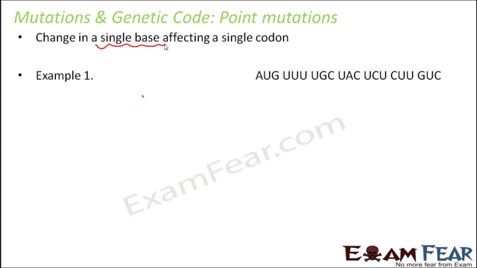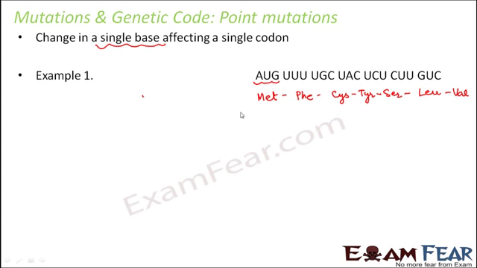Let us take this example. Here you see this is the nucleotide sequence. Now if we want to know the amino acid sequence, what will it be? AUG is for methionine, UUU is for phenylalanine, UGC is for cysteine, UAC is for tyrosine, UCU is for serine, CUU is for leucine, and GUC is for valine.